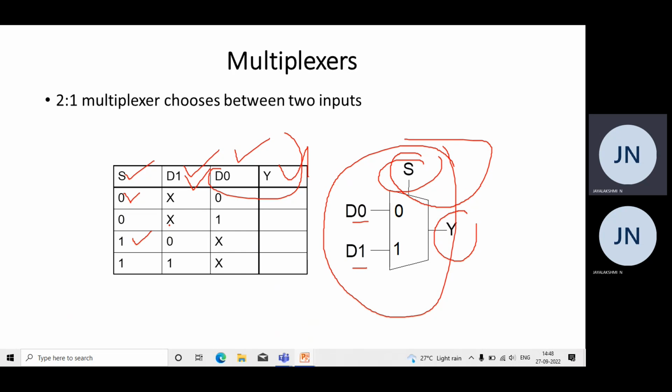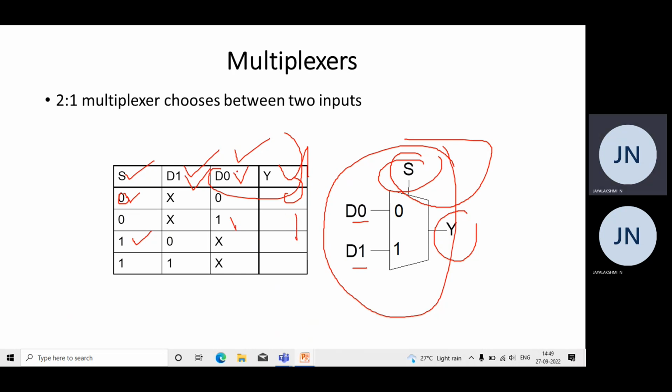The select signal will choose D0 when its value is 0. If the select signal value is 1, then we are going to choose input D1. So here you can observe, when the select signal is 0, it will choose D0 as input, so if D0 is 0, the output is 0. If select signal is 0 and D0 is 1, the output is 1.